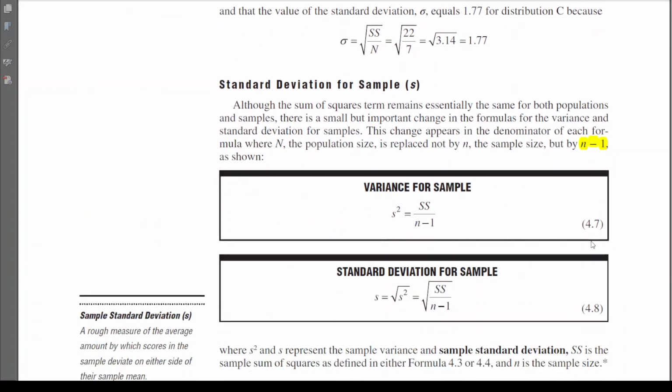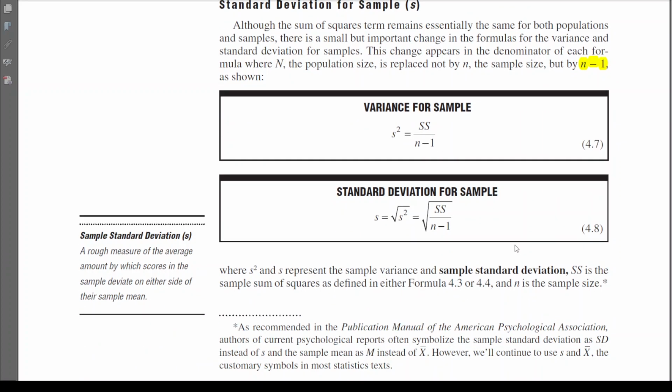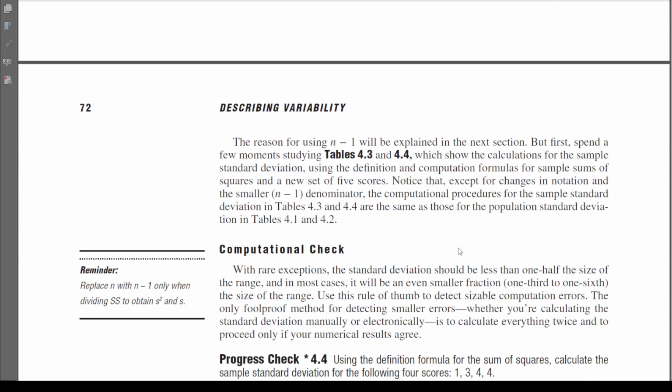Now, the formula for variance of a sample is SS by n minus 1. So, one distinct difference that we can see in this formula from the formula for the population is that to calculate the sample variance, we are dividing the sum of squares by n minus 1 instead of n. And the standard deviation is the square root of the quantity, that is, square root of SS upon n minus 1.